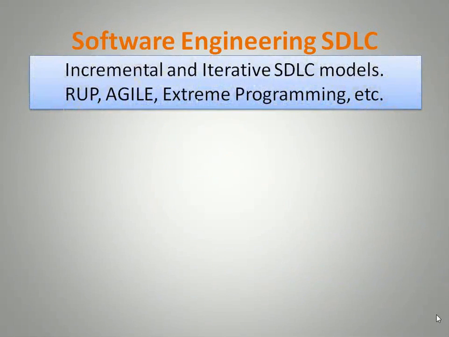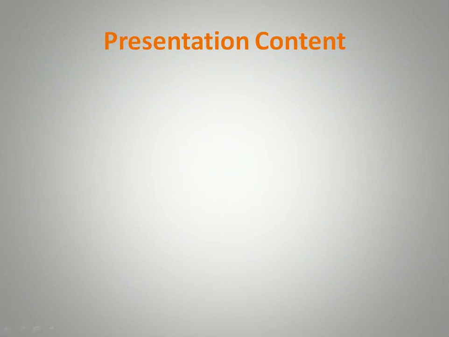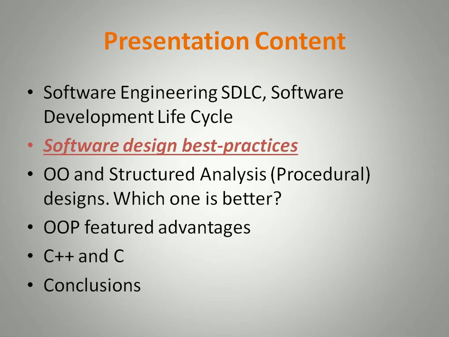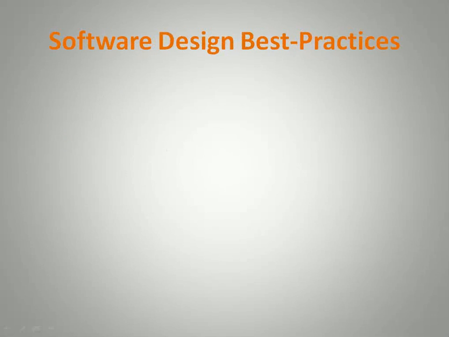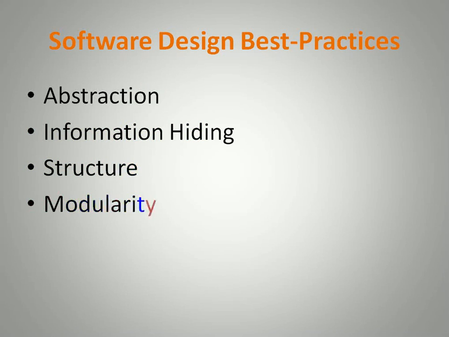Agile is another methodology for iterative and incremental software development. Here we can see how the entire cycle is applied to different components of the software and then integrated one by one in the whole system. We proceed now describing the best practices of software engineering design. Software design is based on four principles: abstraction, information hiding, structure and modularity.